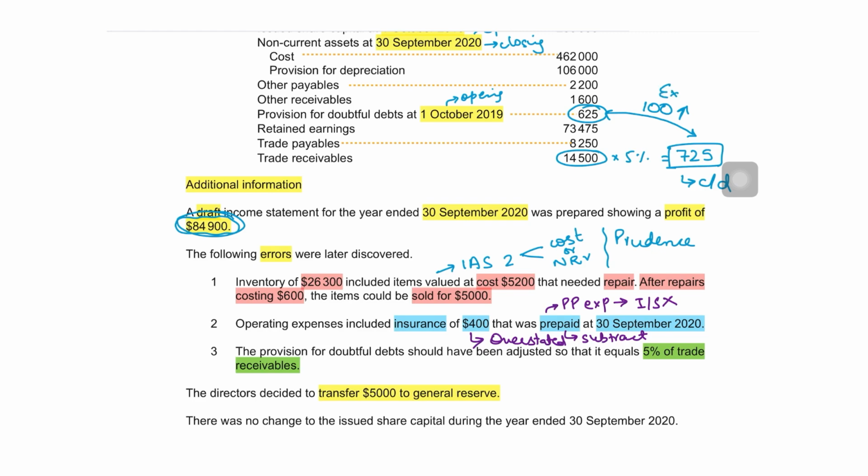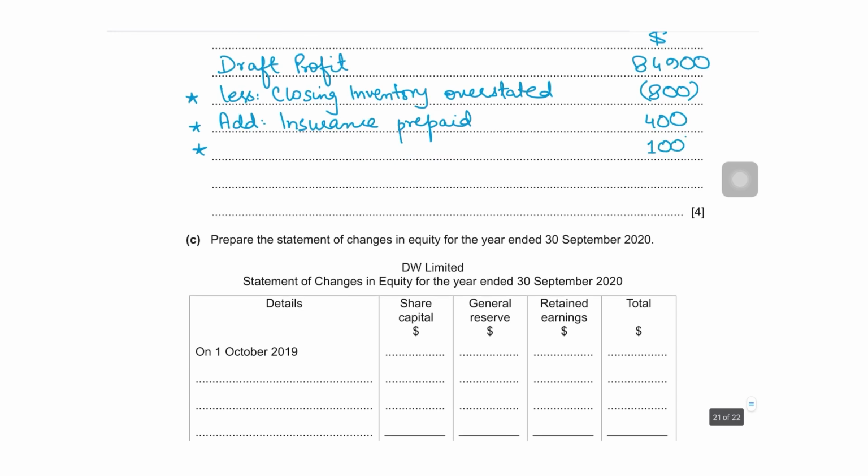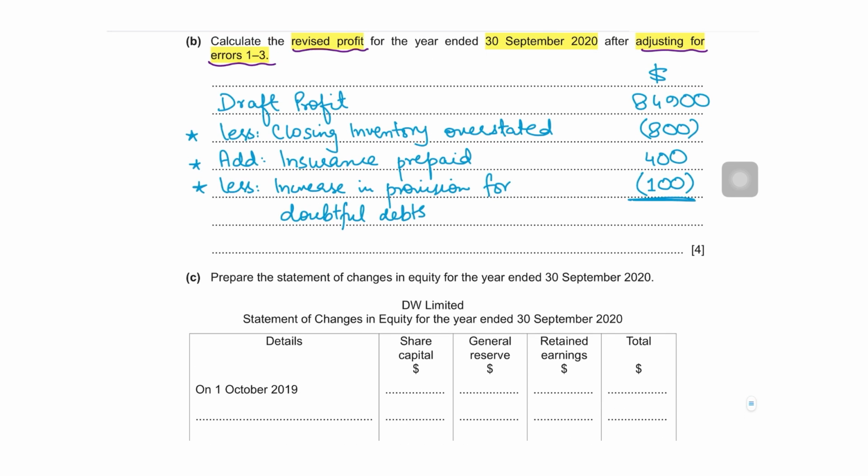This means that my expense will increase, that will reduce my profit by $100, so 100 will be subtracted. So less increase in provision for doubtful debts, or you can say less provision for doubtful debts omitted. Right? This will give me a corrected profit of 84,900 minus 800 plus 400 minus 100, which is $84,400. Right? So this is the revised profit.